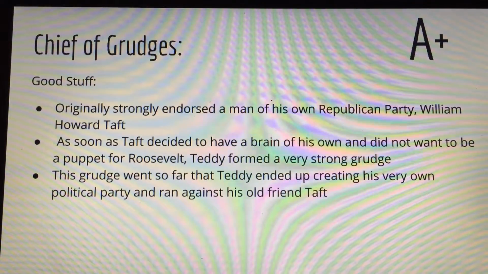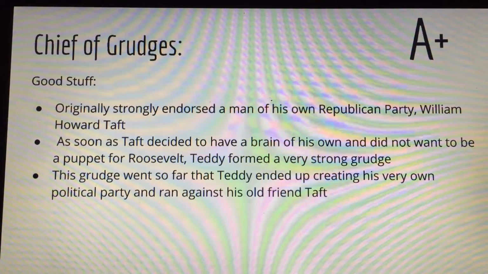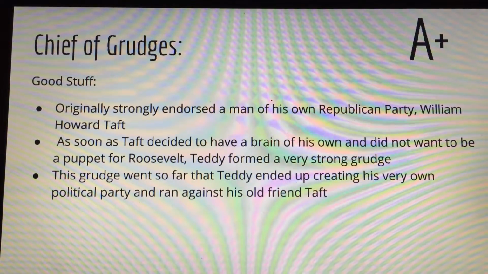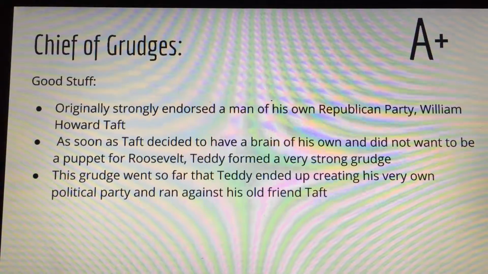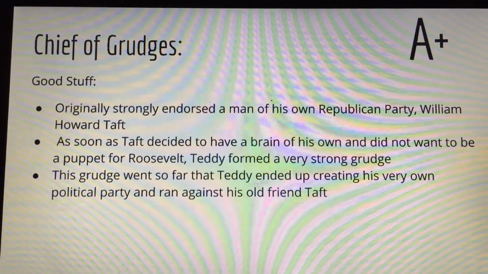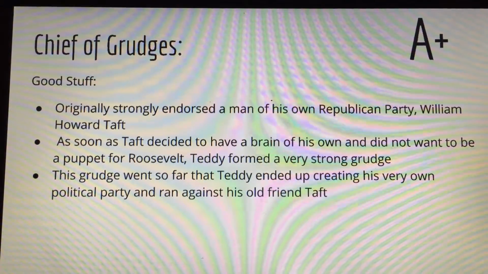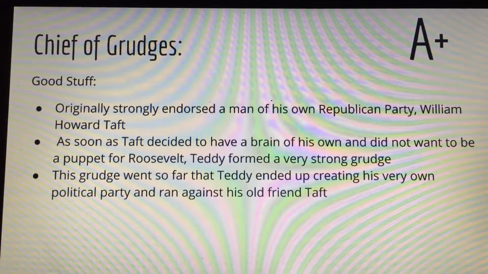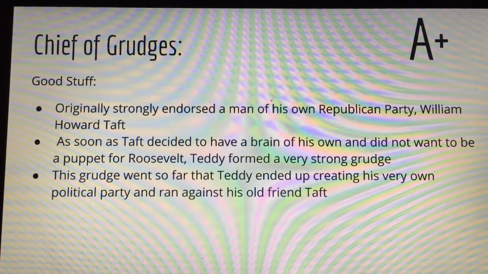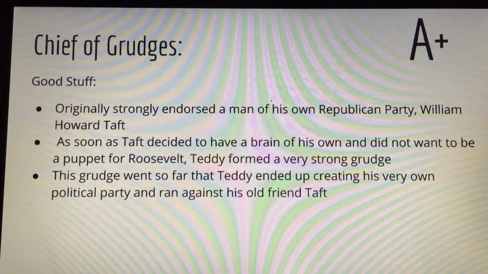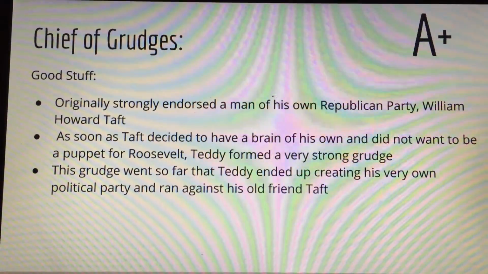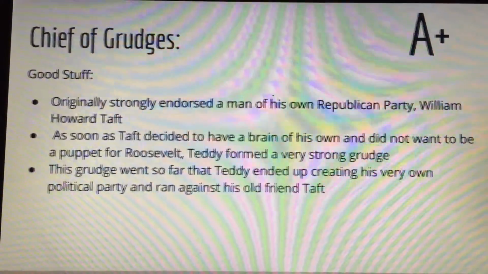This was someone he endorsed strongly, but this was mainly because he just wanted him for his own personal gain and influence once he's out of office, but he was so angry and he held such a grudge that he decided to form his own political party and take away votes from the Republican Party, which he used to side with so well. How sad. But he gets an A+ for this because he was great at holding grudges.